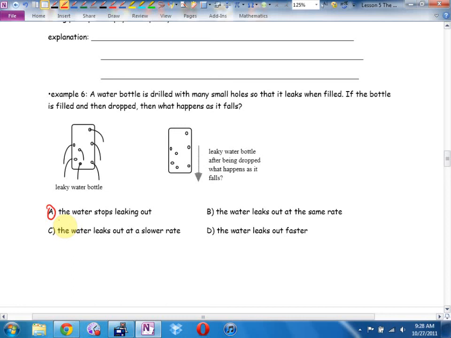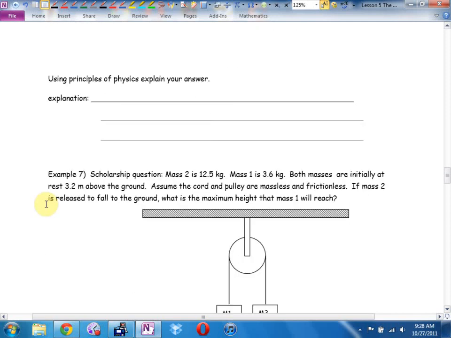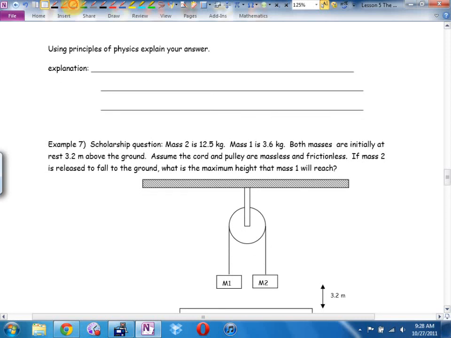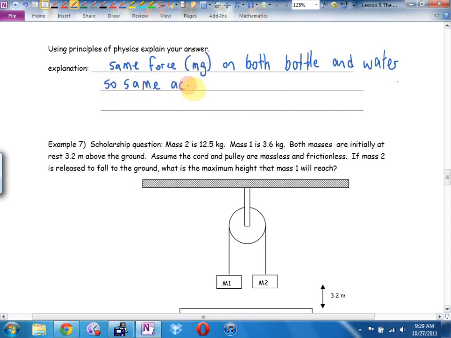So using principles of physics, explain your answer. Same force on both bottle. I think the question says bucket. I used a bottle because it was less messy, although a bucket actually might have been more. Maybe next time. Same force on both bottle and water. So, same acceleration, which means the water can't get ahead or behind from the bucket. Okay.